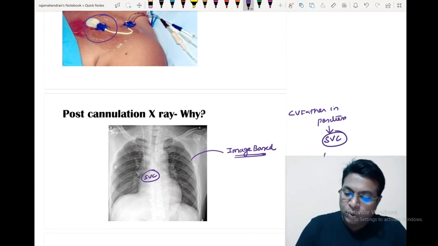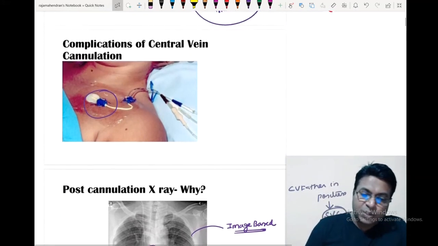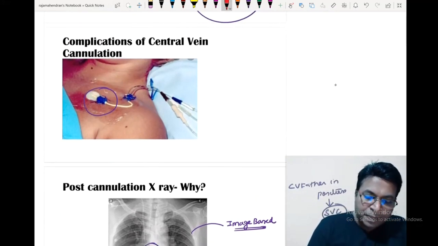Number 2, there should be no pneumothorax. For these two reasons, I will take an X-ray. That X-ray will show there is no pneumothorax, and that the central vein catheter tip is present in the SVC. And in this patient, what is the complication seen? In the image you are seeing here, there is one complication seen. That is why this picture is shown.